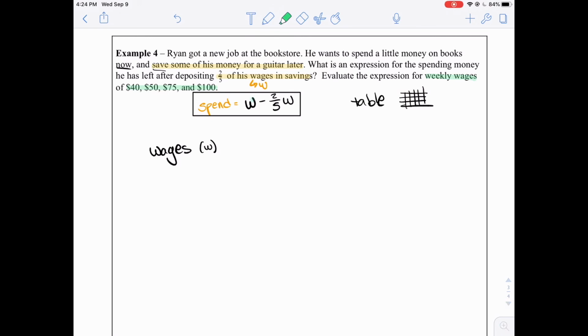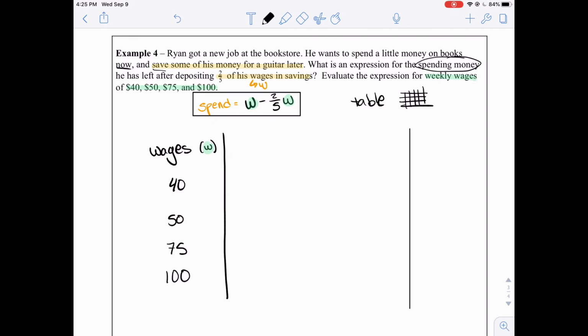And in our problem, we have all of our wages are green. So that's fun. On our wages, we decided we're going to be $40, $50, $75, and $100. Now, what we want to find out is how much spending money he has. That's his spending money right there. So at the very, very end, we want to get to what's his spending money.